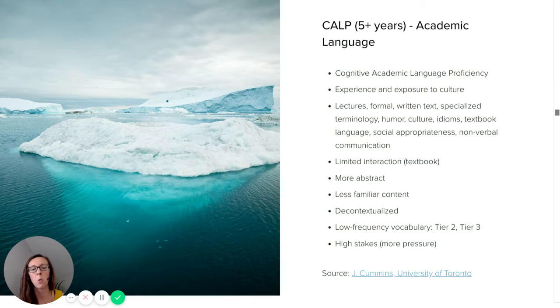Think about words that are abstract or concepts that are really abstract and how those can be really hard to describe and understand. This is that lower part of the iceberg that takes more time for students to develop and really is more high stakes. So there's more pressure involved in using and understanding this kind of language. This research comes from Jim Cummins out of the University of Toronto.